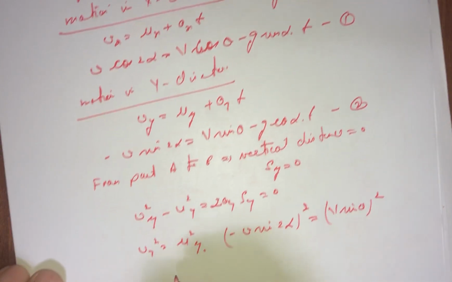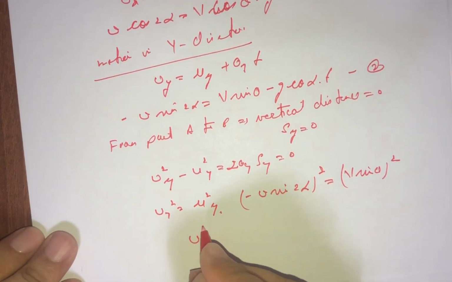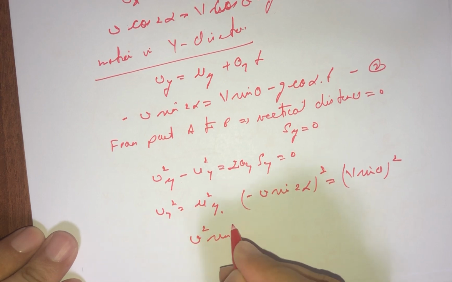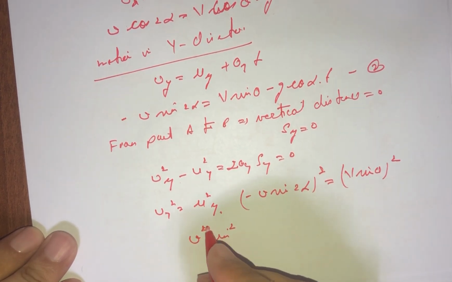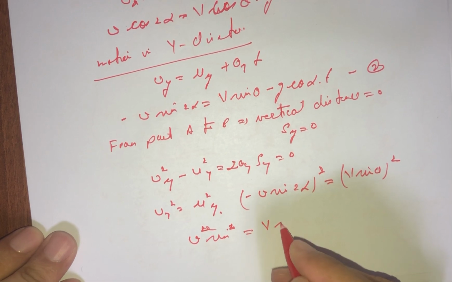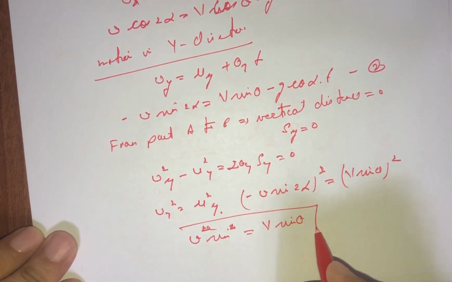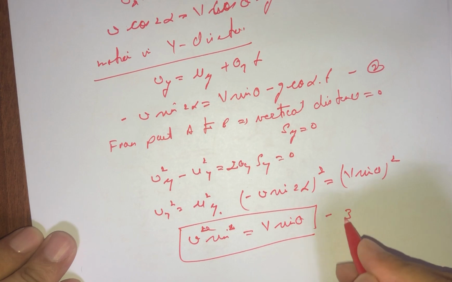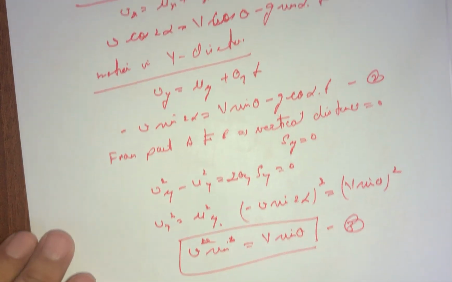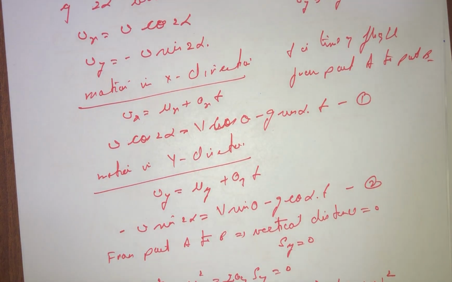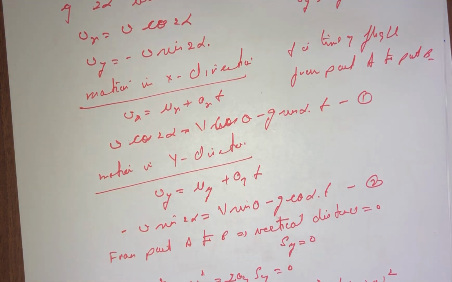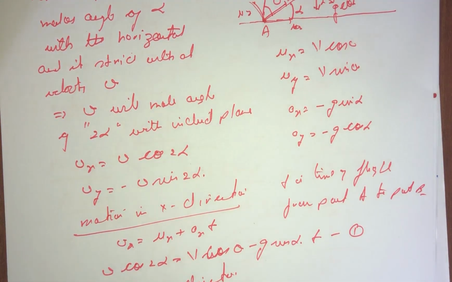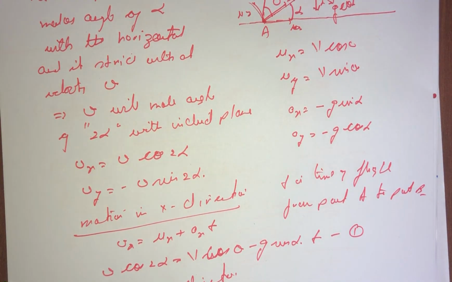So from this we can write it as v square sin square 2 alpha is equal to v sin theta. Let us call this equation number 3. So now we are going to use equation 2 and substitute the value from equation 3. We already know equation 2.